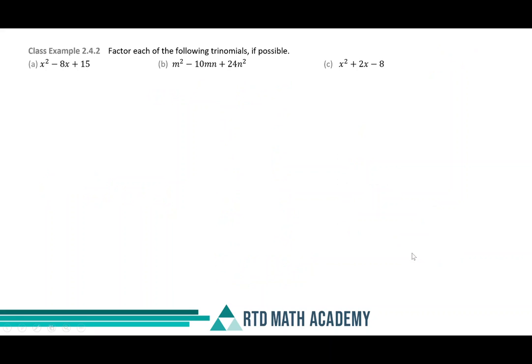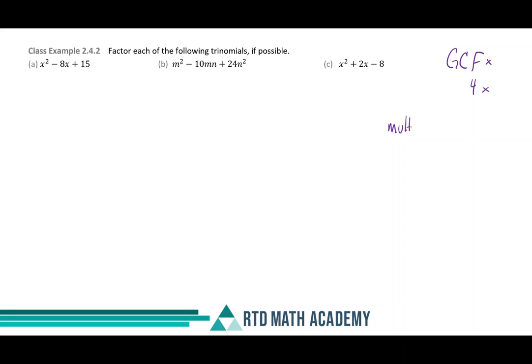Okay, question C, x squared plus 2x minus 8. So I look for greatest common factor. I don't see one. I look for 4 terms. I don't see that. And I also see a nice lead coefficient of a 1, so that's good news for us. You can start to see the repetition here.